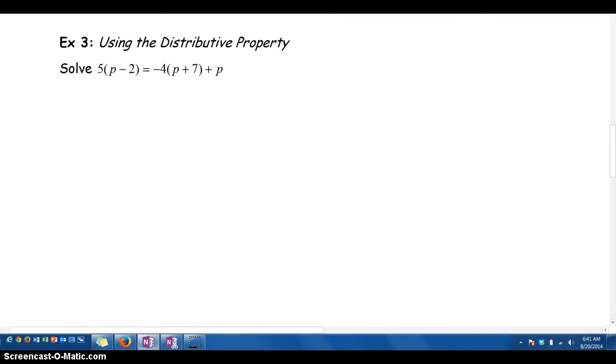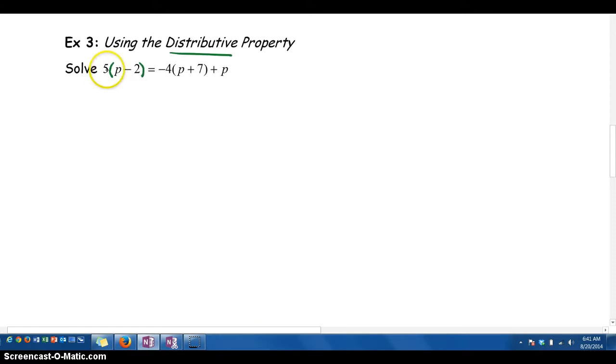Alright, let's go into example 3. This is a distributive property. Basically what you'll notice is the big difference is there are parentheses with numbers in the front. So we're going to go ahead and use distribution to start the process. So first thing we do is distribute the 5 to the p as well as the negative 2. We end up getting 5p minus 10 equals.